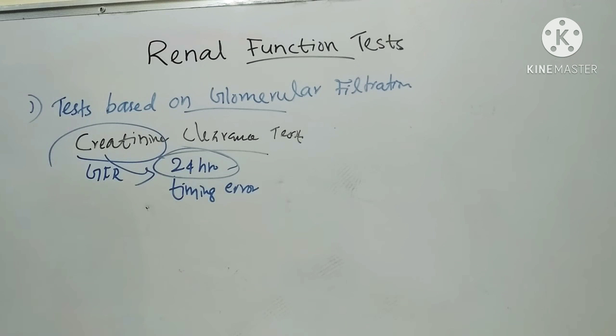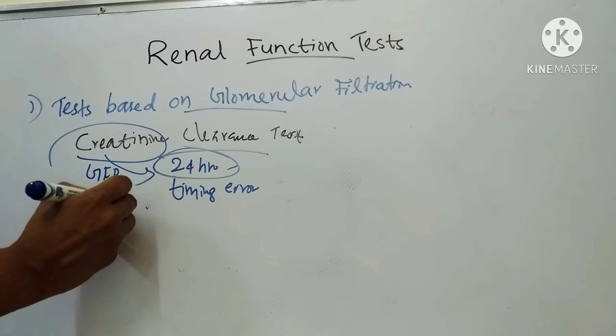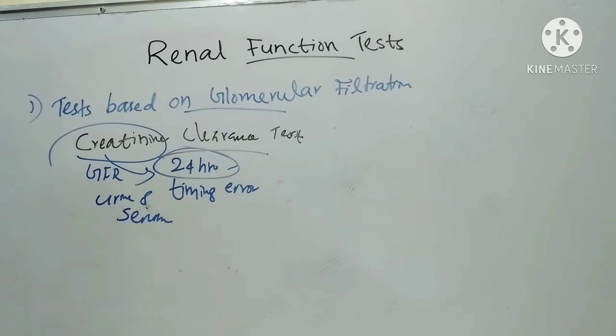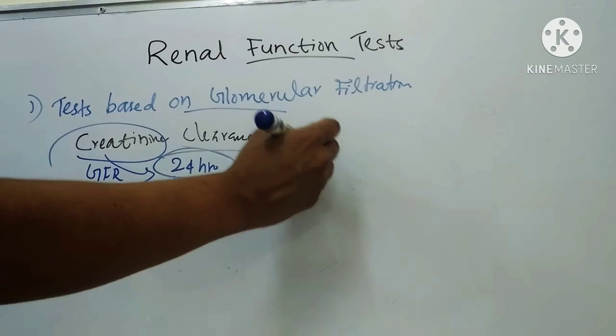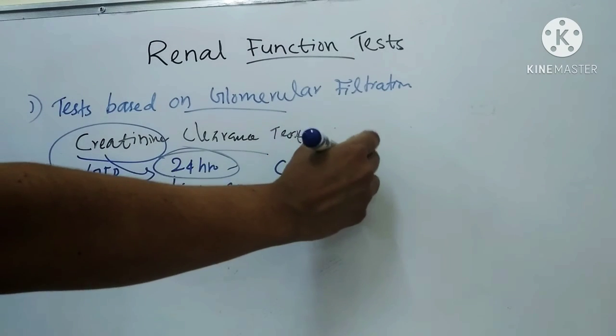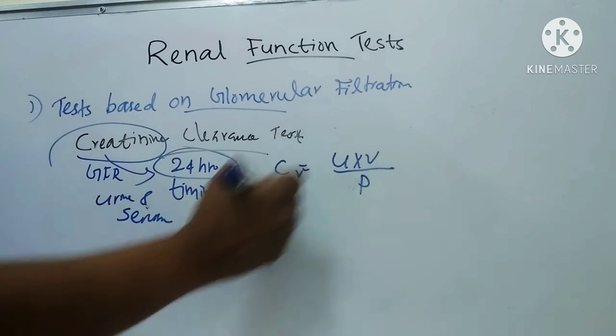Coming to the procedure of the test, a 24-hour urine specimen is collected and its total volume is measured. Then a blood sample is also collected for serum creatinine determination. Both urine and serum creatinine are estimated. So clearance, that is CR, is equal to U into V by P.